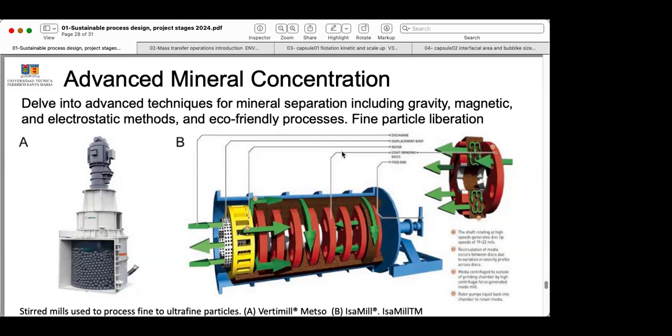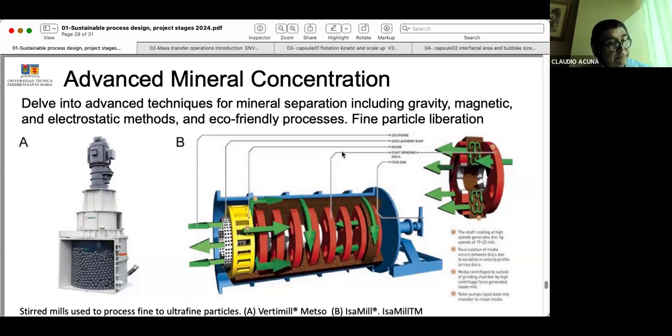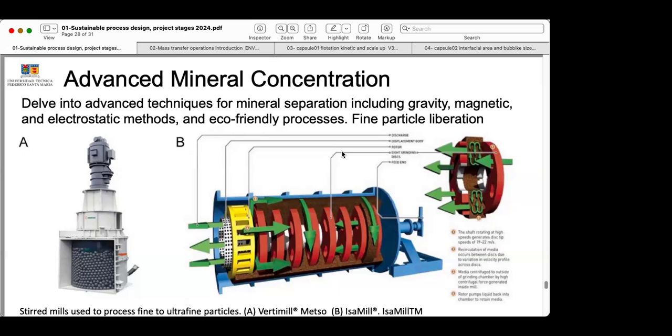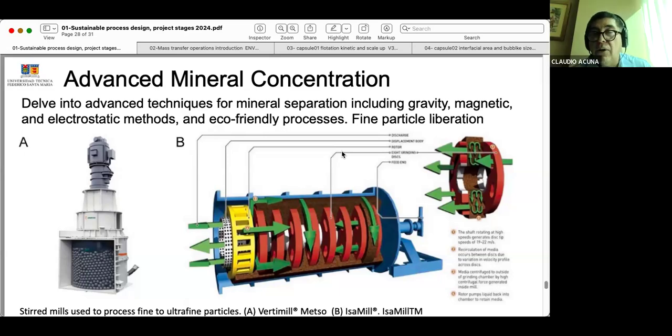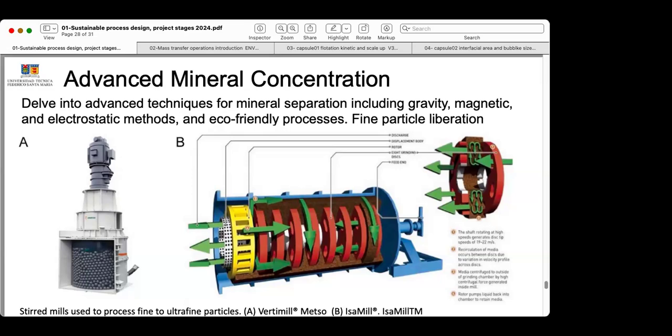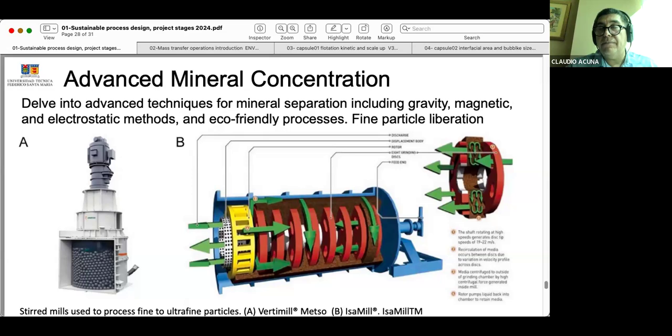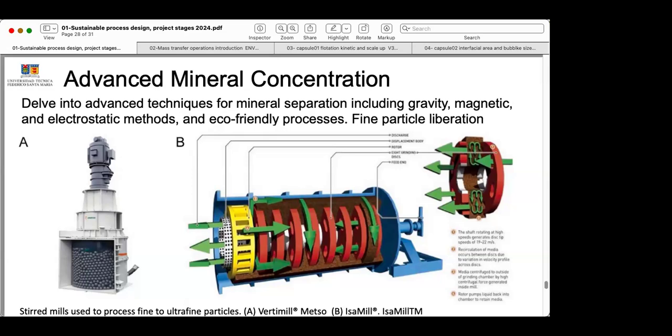Because all the attrition and collisions need to reach the fine particles, so it requires more energy. No, it's not like that. What about Crystal? Another explanation, another explanation.